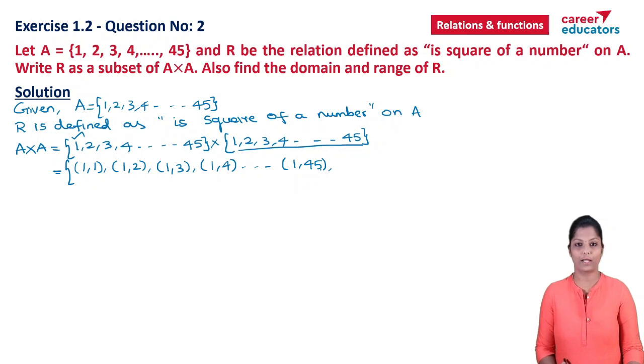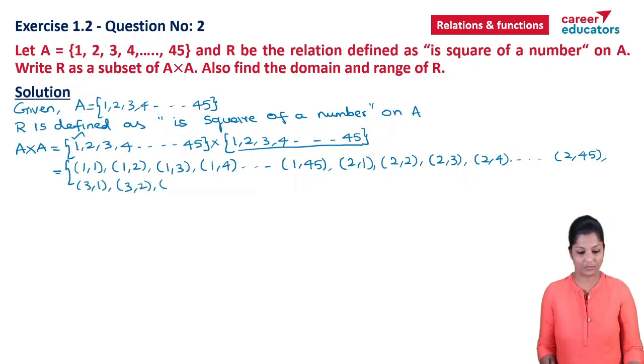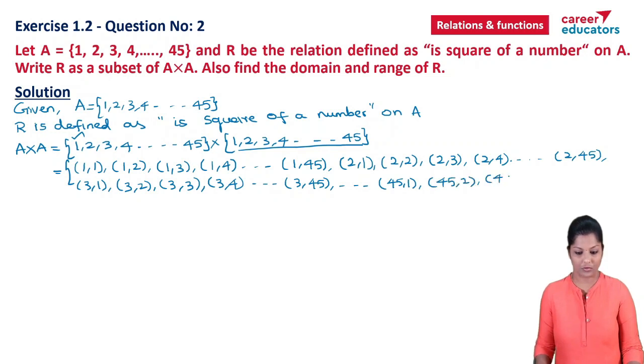Likewise, we have to do it for the remaining elements of A. We will get (2, 1), (2, 2), (2, 3), (2, 4) up to (2, 45), (3, 1), (3, 2), (3, 3), (3, 4) up to (3, 45), and so on, (45, 1), (45, 2), (45, 3), (45, 4) up to (45, 45). Now we got A cross A.